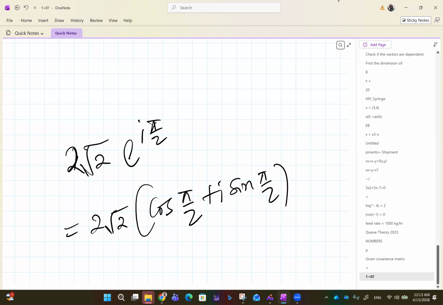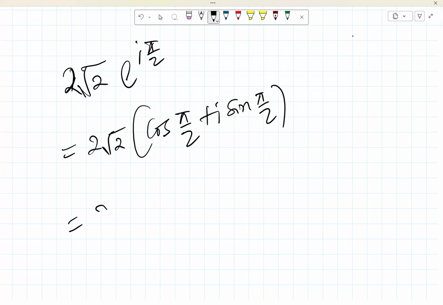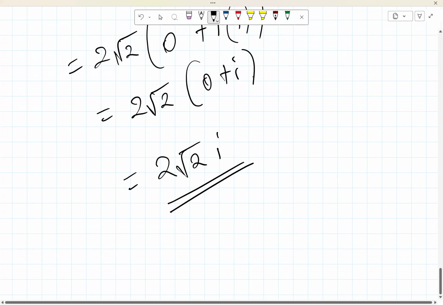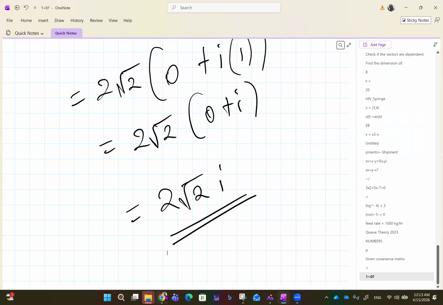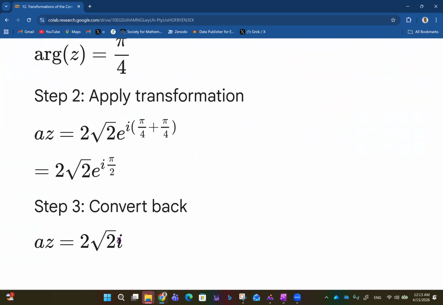Okay, pi over 2 is 90 degrees, by the way, and we know already that cos 90 is 0, but sine 90 is 1, right? So that's i. So that means we have 2 root 2 into 0 plus i. That's why we have 2 root 2 i, or if you like, i times 2 root 2. So this is why this is 2 root 2 i.